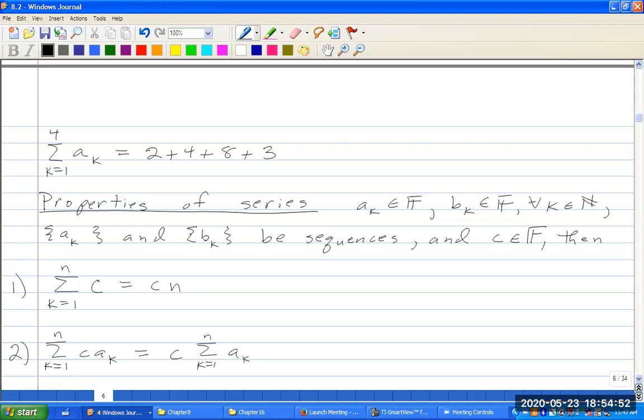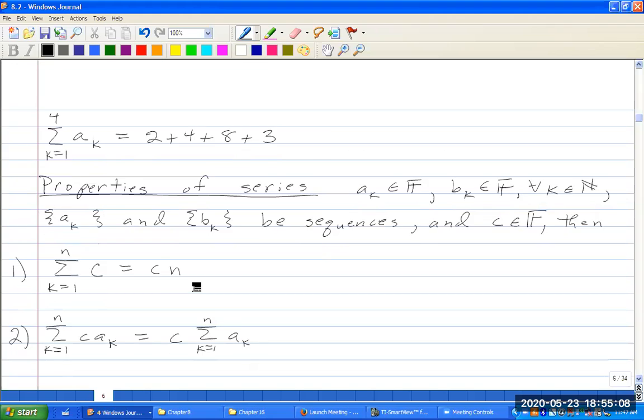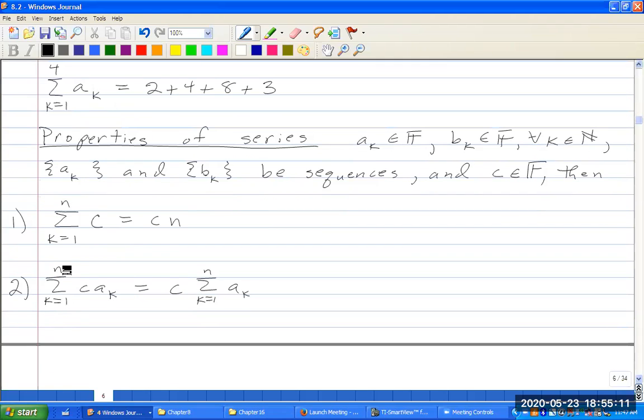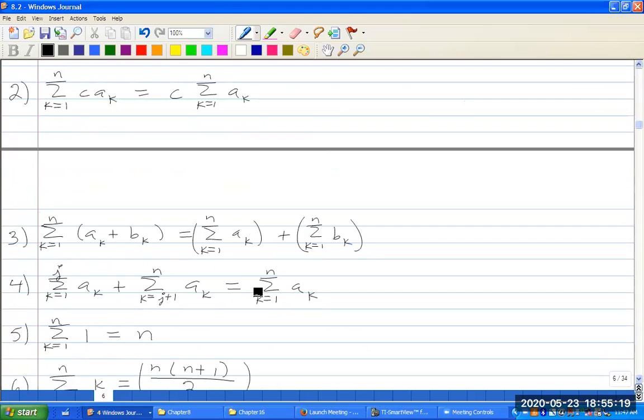Okay, so the sum, k equaling 1 to n, of just adding up c is c times n. If you add 1 plus 1 plus 1, n times, you get n. The sum k equaling 1 to n of c times a sub k is just c times the sum k equaling 1 to n of a sub k. The sum k equaling 1 to n of a sub k plus b sub k is the sum k equaling 1 to n of a sub k plus the sum k equaling 1 to n of b sub k.